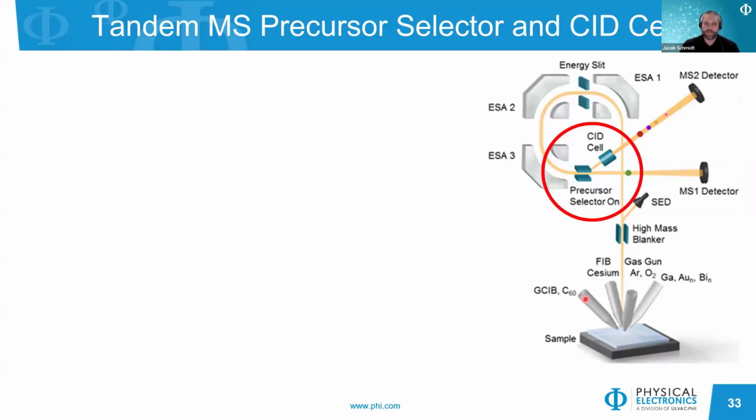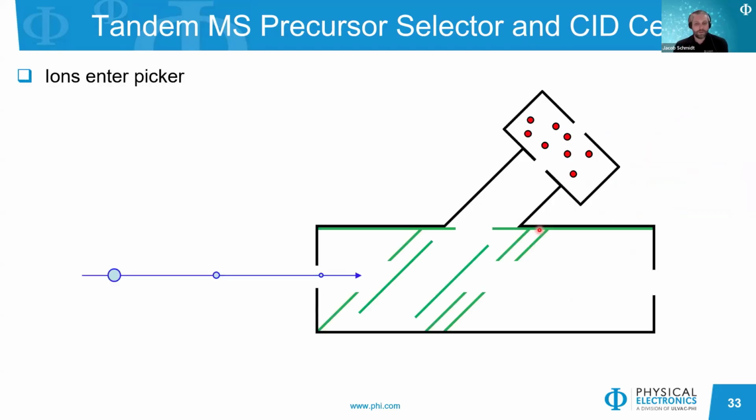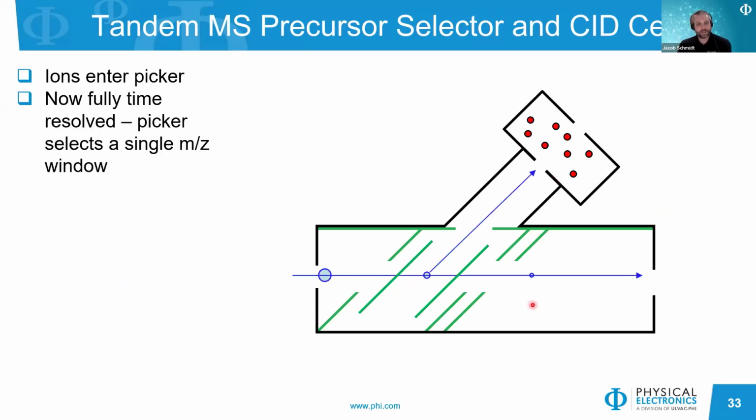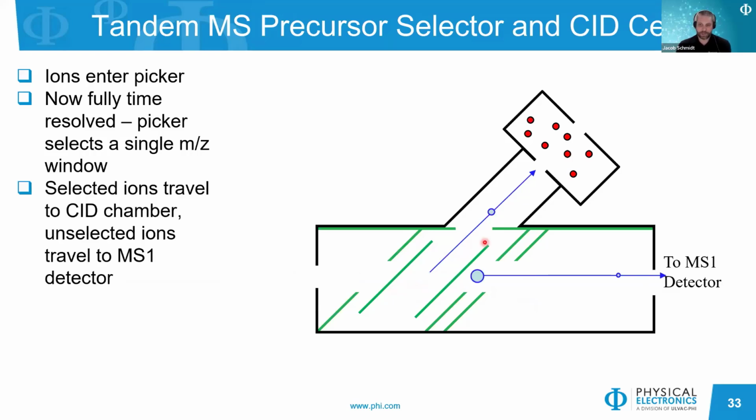The next component in the flight path is the tandem MS precursor selector and CID cell. And I will stepwise go through how this precursor can select ions for collision in tandem MS. So first, the ions will enter the picker. And now the ions are fully time resolved, so we can select a single mass to charge window in the center of this picker. We can then deflect that single mass to charge window ion into the collision cell and allow the rest of the ions to continue traveling to the MS1 detector.